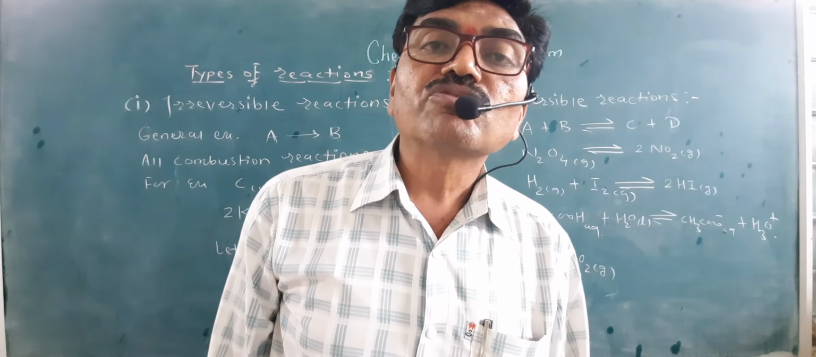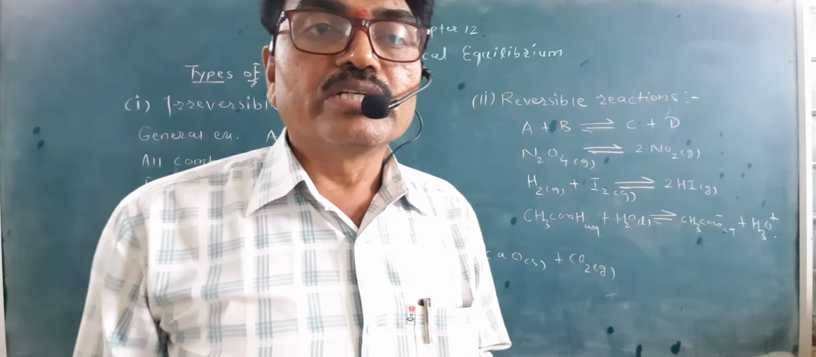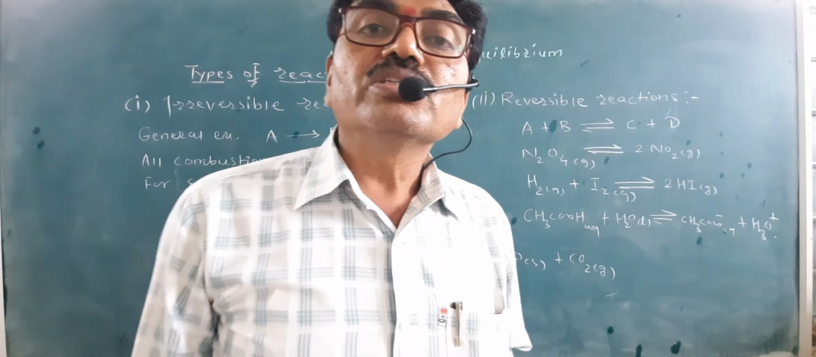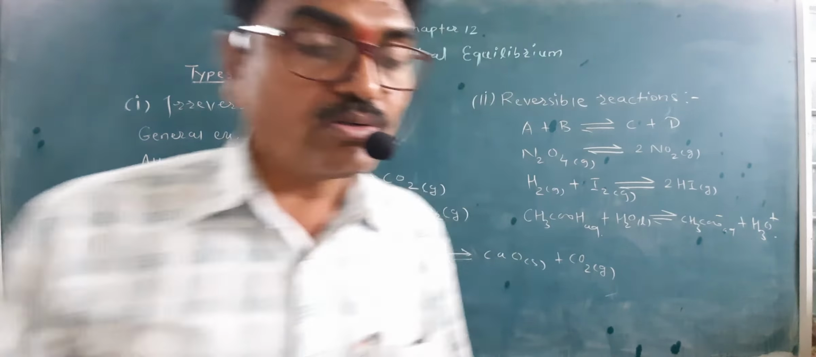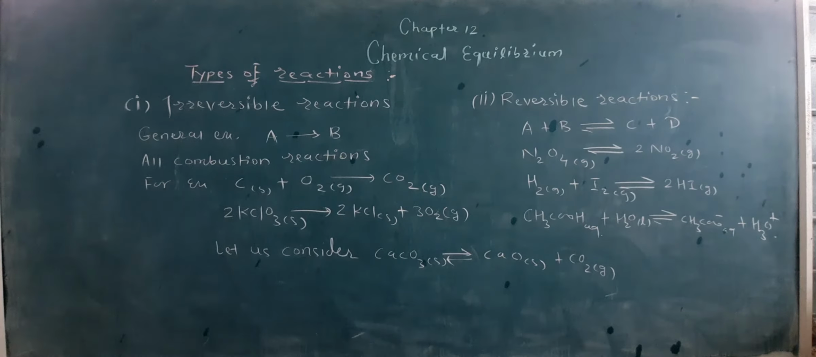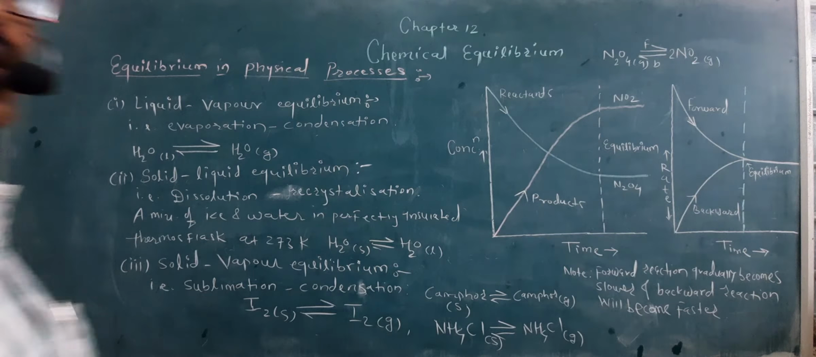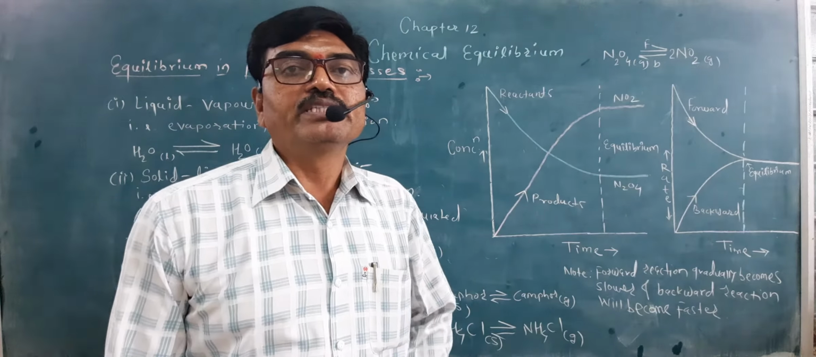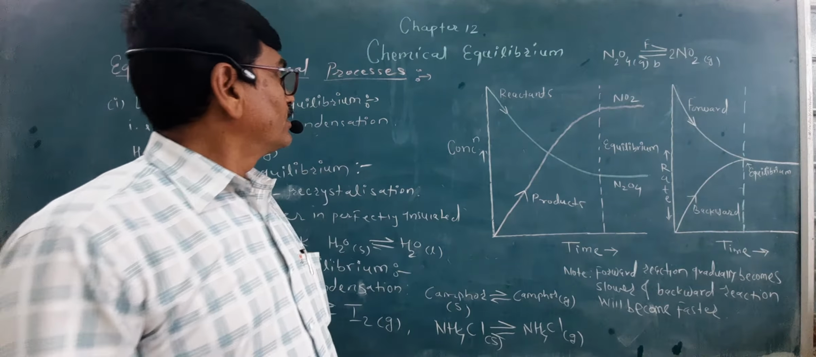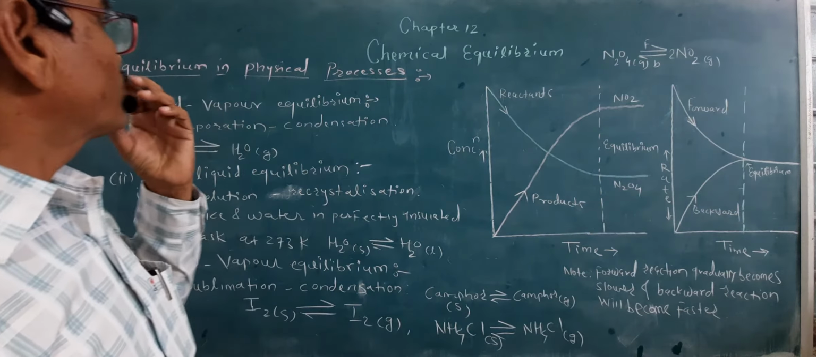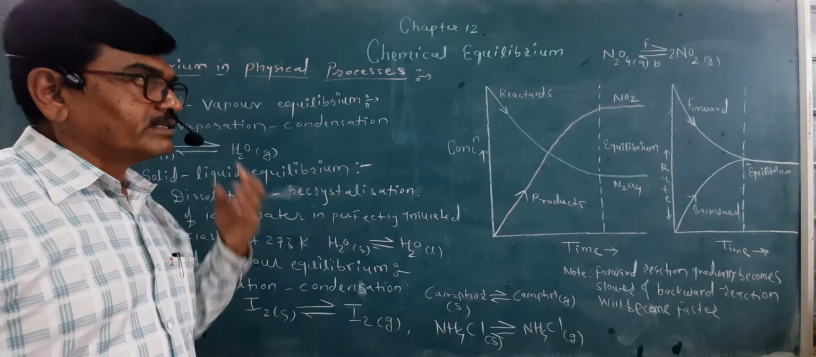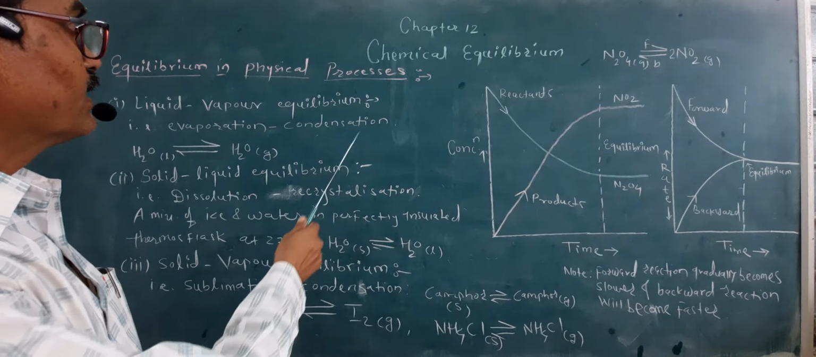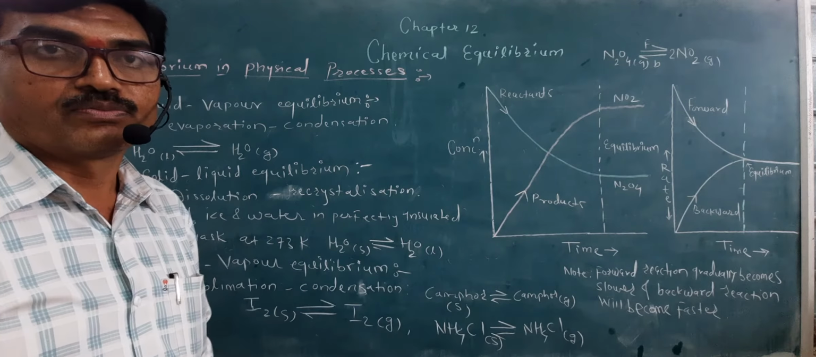So equilibrium is also observed in chemical processes, and now we will see the equilibrium that occurs in the physical processes. Let us say equilibrium in some physical processes. There are three types of equilibrium that occur in the case of physical changes.